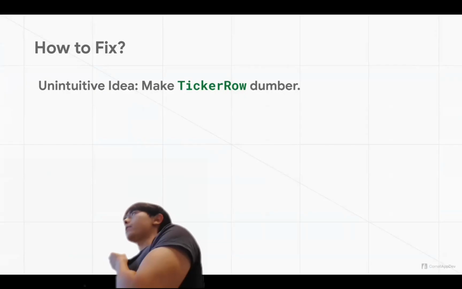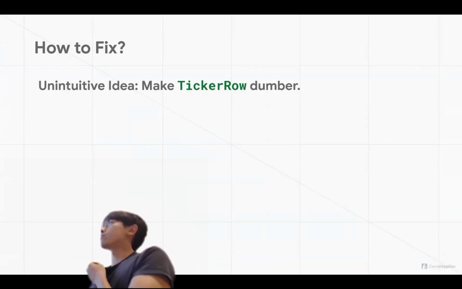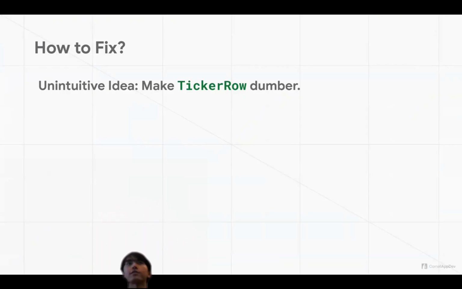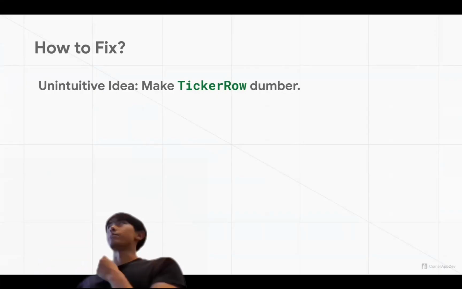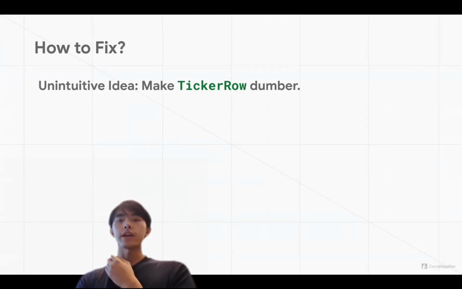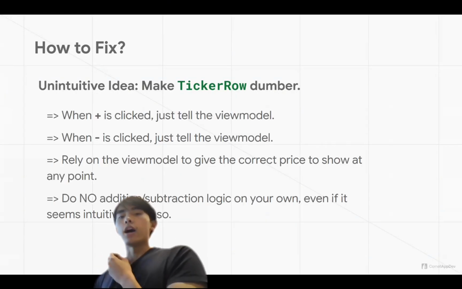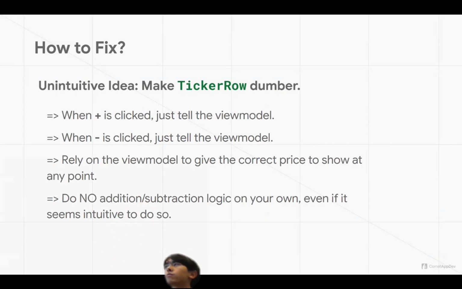The idea for the fix, anyways, is that we can make ticker row a less intuitive, less useful component in order to get more control over it, aka dumber, as I like to call it. So instead, we can make ticker row a really unintuitive component. Once the plus button is clicked, we'll just give an on click. When the minus button is clicked, we'll just give an on click, and then we'll implement them by telling the view model.